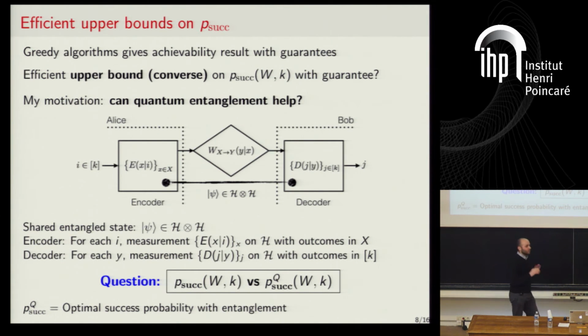The question I'm interested in really is how much does entanglement help in this setting? If you're familiar a bit with Bell inequalities and this kind of setting, it's a similar question that we ask here, but in this setting of channel coding. Again, I'll denote P success with a Q for the quantum version of the success probability where they're allowed to have entanglement.